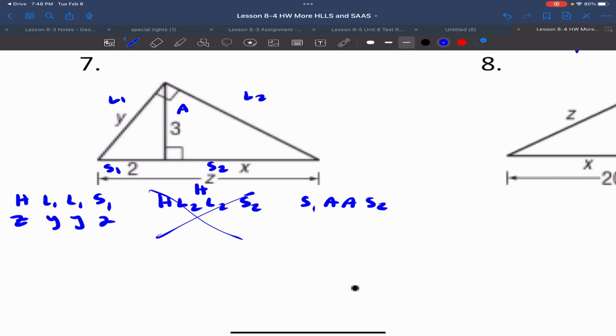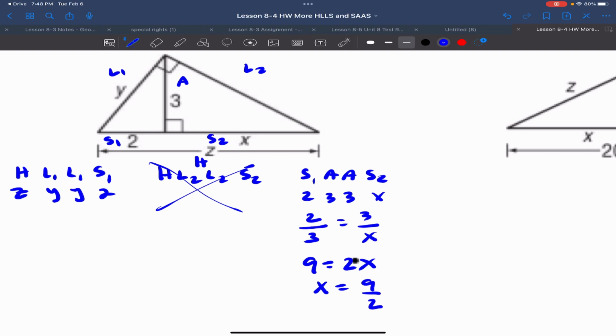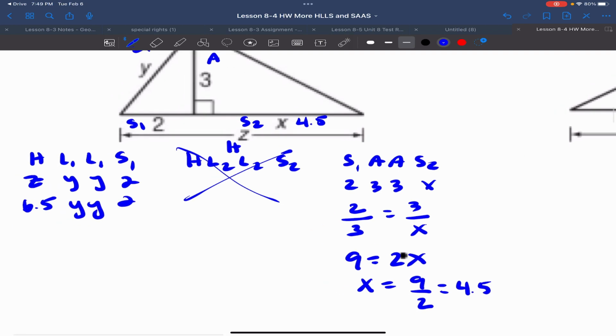So segment 1 is 2, the altitude is 3, and then segment 2 is x. Perfect. We only have one variable here. So the game plan is I'm going to solve for x. Once I know what x is, that's going to help us figure out z, because we have part plus part equals the whole thing. So 2 over 3 equals 3 over x. So 9 equals 2x. So x equals 9 over 2, or 4.5. So then z has to be 4.5 plus 2. That's 6.5.